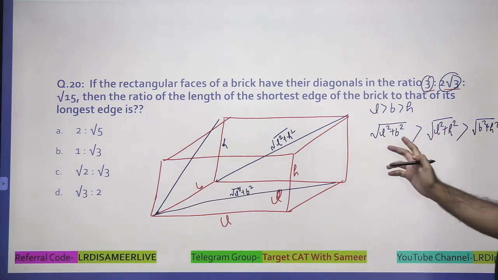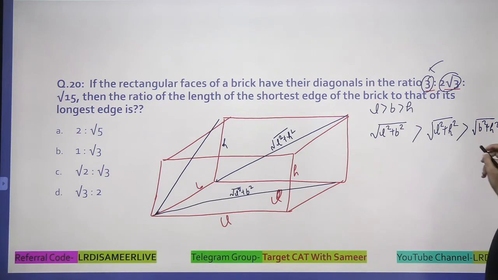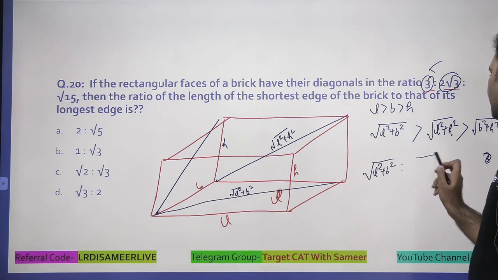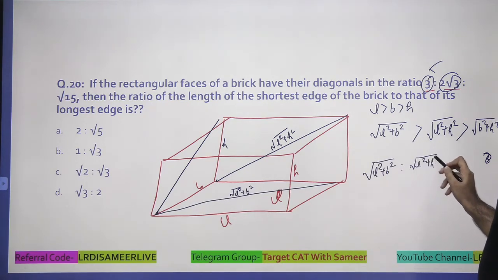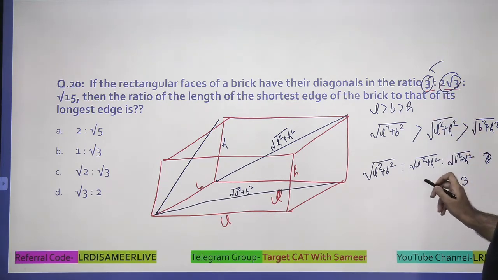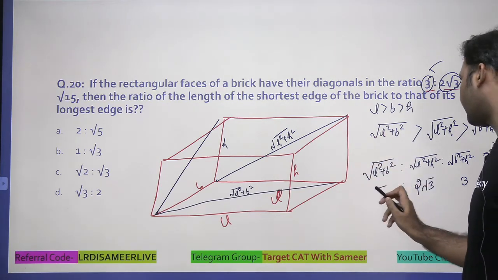Now the ratio of the diagonals: you see that this one is the smallest diagonal, so it will be placed in front. If I have to find out the ratio, root L square plus B square, root L square plus H square, root B square plus H square. The shortest diagonal is 3, the second largest diagonal is 2 root 3, and the largest is root 15.